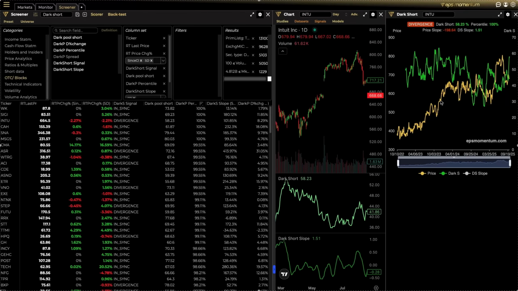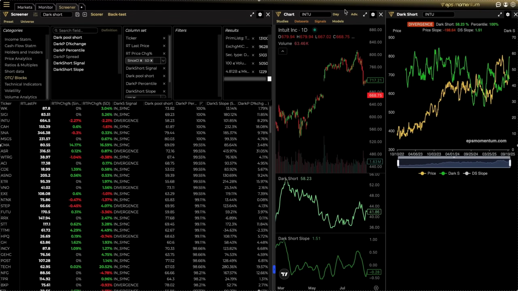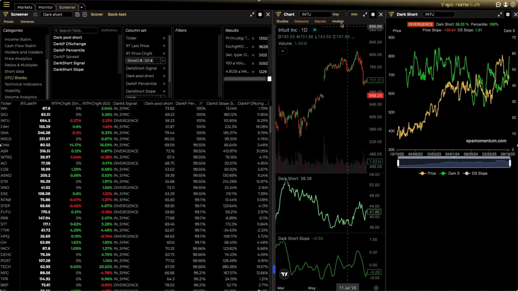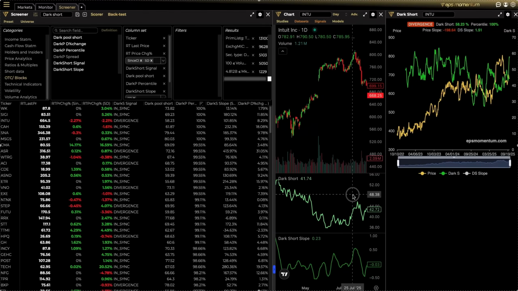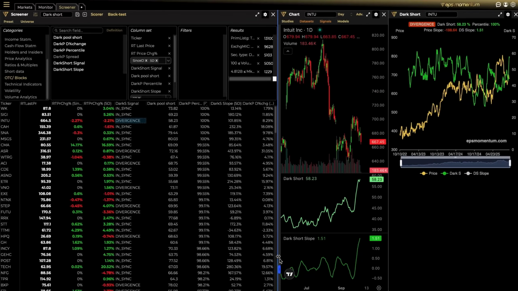On the platform, there are two ways to view dark short data. The first option is through the navigation panel where you can open the dark short widget. The second option is directly on the chart. Just open datasets and select dark short and dark short slope. Both views display the same information, showing short-selling activity happening in dark pools, including reports from market makers on their naked short positions.